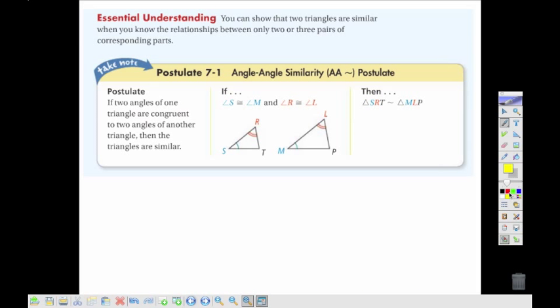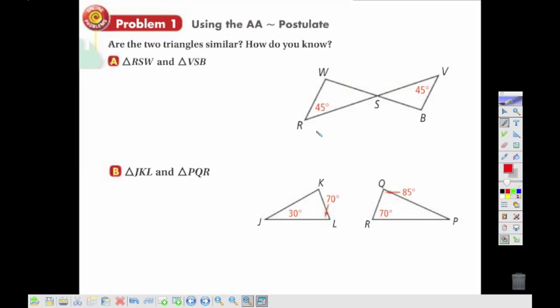And notice that this triangle is also repeated in other places on here. Now, to prove that triangles are similar, it's very easy. We just look at the angles. As long as we have two angles that are the same, then we know that the third angle will also be the same. If all the angles are the same, it's going to give us the same shape. We might have different lengths for the sides, but we're going to have the same shape. So we're going to use this angle-angle postulate.